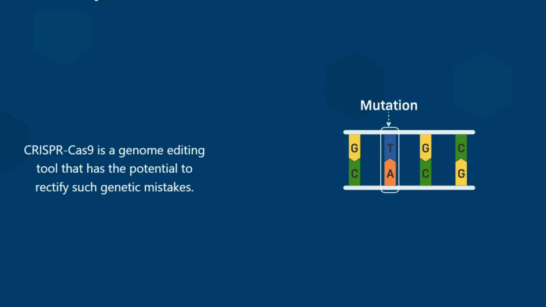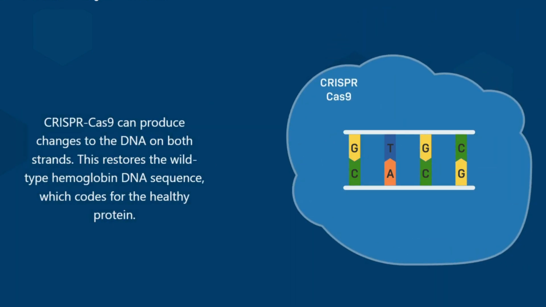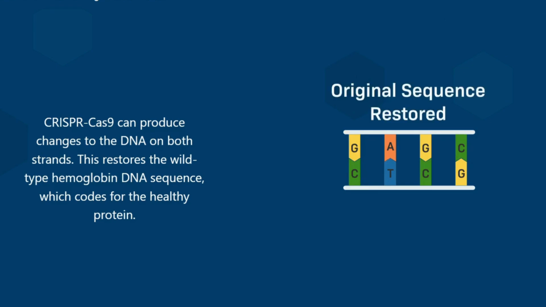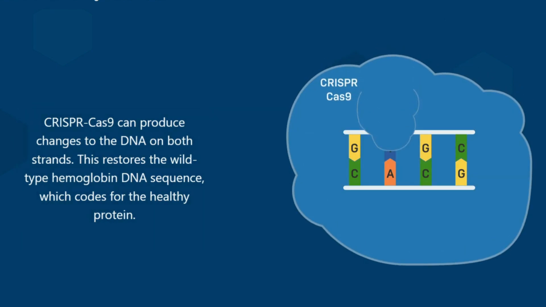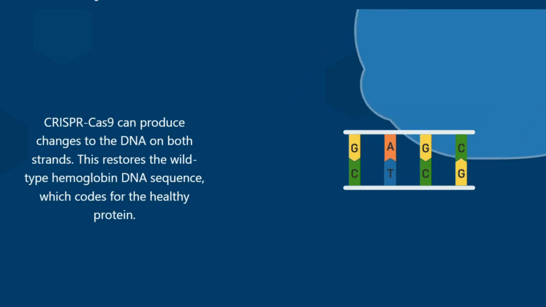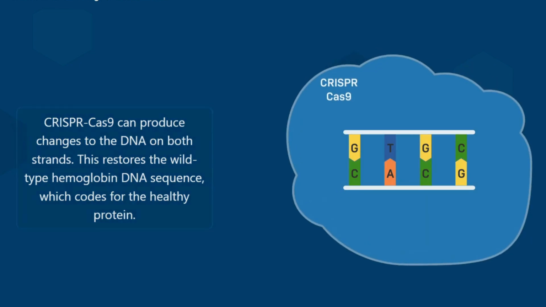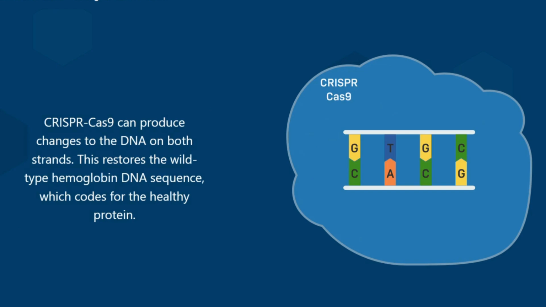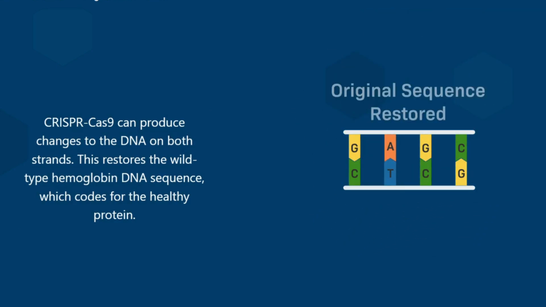So, CRISPR-Cas9 is a genome editing tool that has the potential to rectify such genetic mistakes. CRISPR-Cas9 can produce changes to DNA on both strands. This restores the wild type hemoglobin DNA sequence which codes for the healthy protein. With the help of CRISPR-Cas9 machinery, the mutated gene will get replaced by the normal gene.